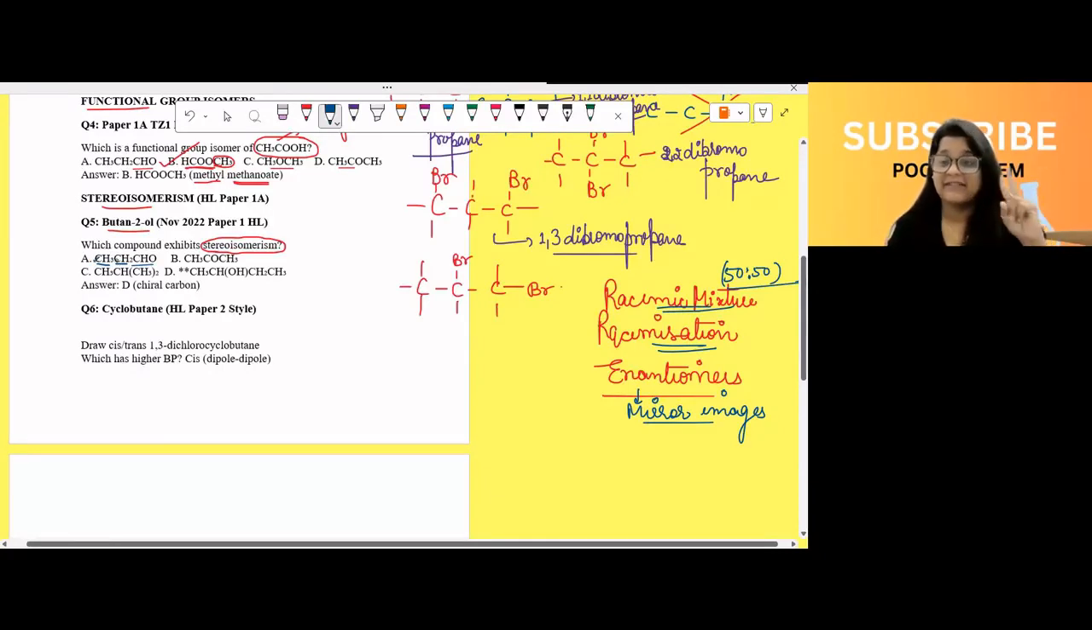So A is out of the picture. Coming to B, CH3COCH3. It has a double bond, but a double bond with oxygen. So again, this is out of the picture, and the rest of the two carbons have three hydrogens. Coming to the C part, (CH3)2CH. So this molecule is like this.